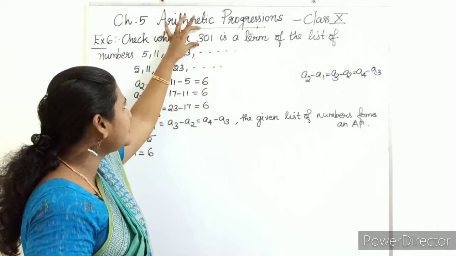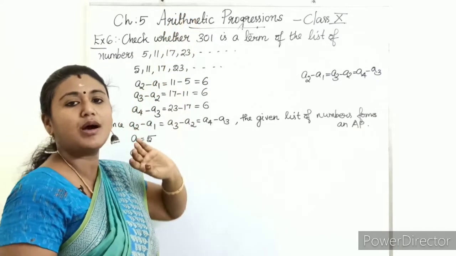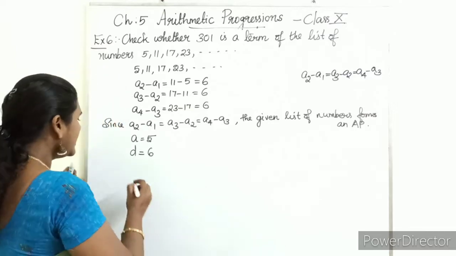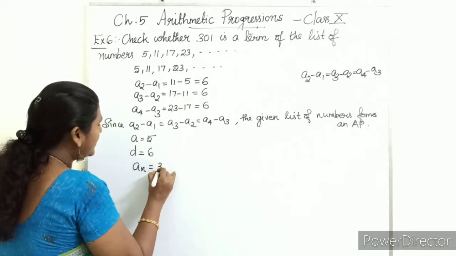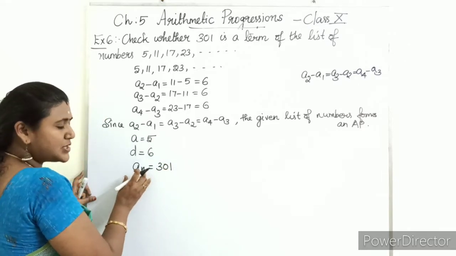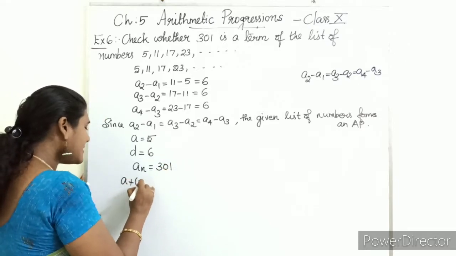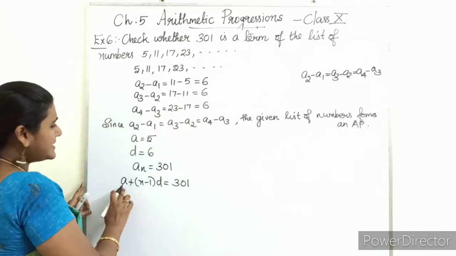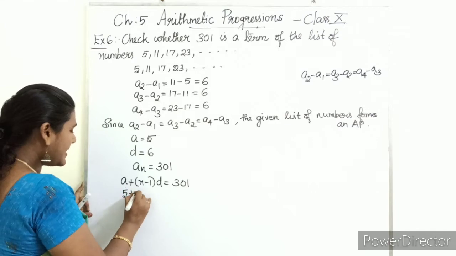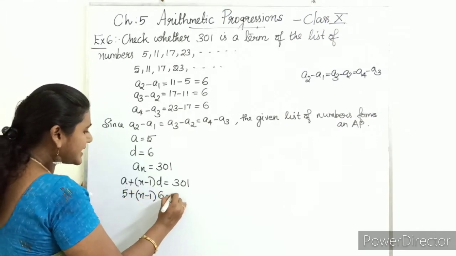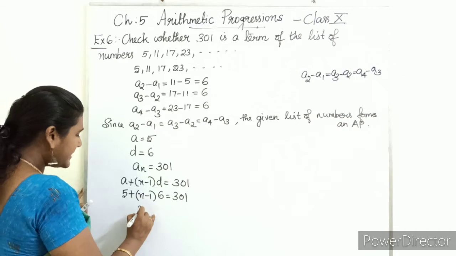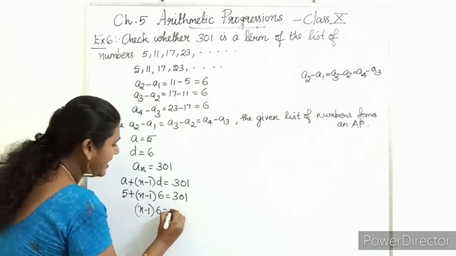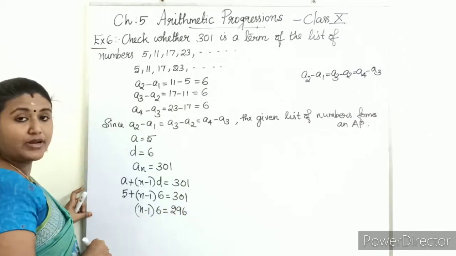So what we have to do is take this 301 as the nth term and find out the value of n. So we can take an is equal to 301. Now we will substitute in the an formula: a plus n minus 1 into d is equal to 301. Here in this place we will substitute. So 5 plus n minus 1 into 6 is equal to 301. That is, n minus 1 into 6 is equal to 301 minus 5, that is 296, you will get here.